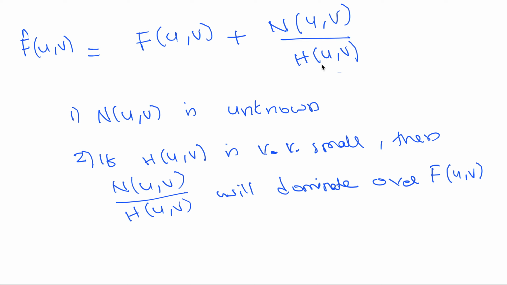The second case is, at some point this H of uv can be very small. In that case, this term will be much larger than the first term, which means that the error is contributing more than the original image. Now we have to look at how we can mitigate this problem of domination, the dominant part of N of uv divided by H of uv.